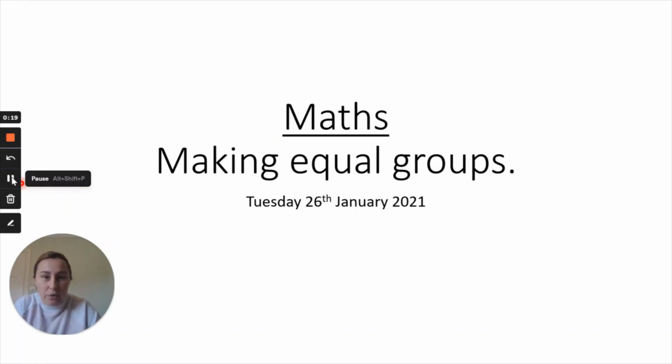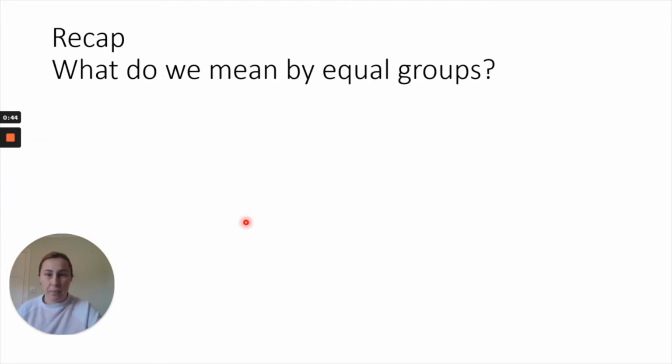We're going to be looking at equal groups today for our multiplication and division topic. We're going to look at equal groups because when we multiply something, we add the same amount each time to multiply it. And when we divide something, we need to share it equally by the number we are dividing by. So let's take a look.